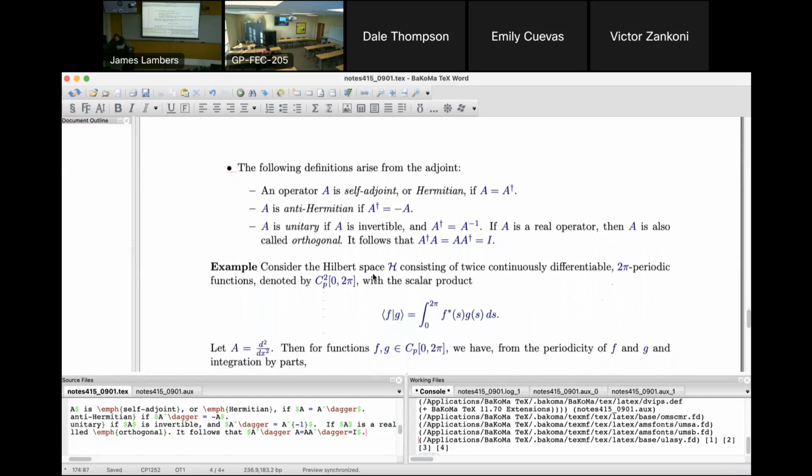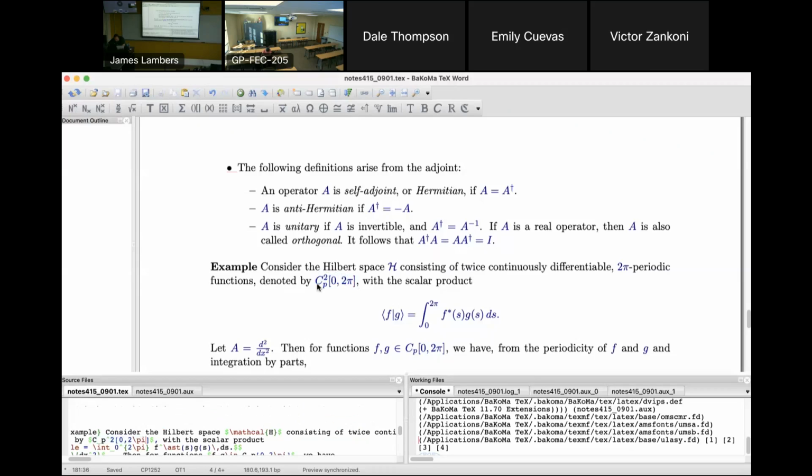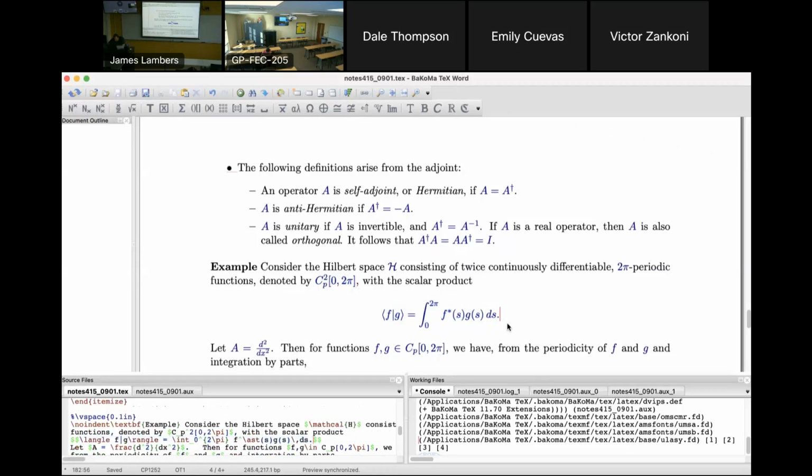Now, here's an example of finding an adjoint. The Hilbert space we'll consider are all functions that are twice continuously differentiable and 2-pi periodic. So notation for that is this. The C means continuous. The superscript of 2 means 2 continuous derivatives. The P subscript means periodic. And 0 to 2 pi is the domain. So 2-pi periodic functions. And we use this scalar product, the integral from 0 to 2 pi of f conjugate times g. And the operator we consider is the second derivative.